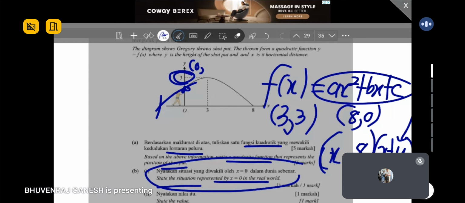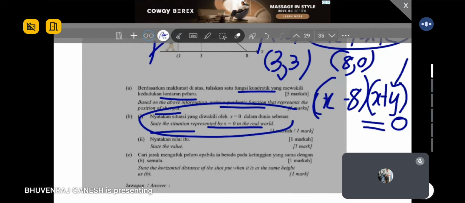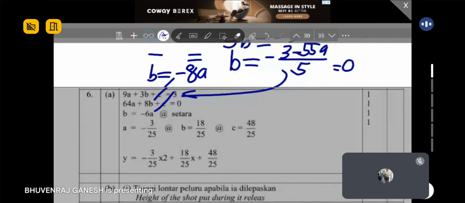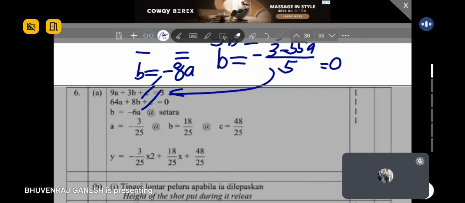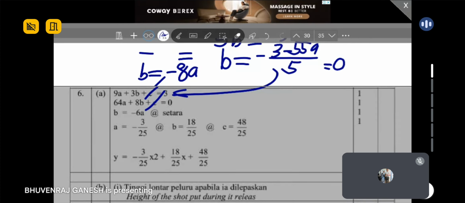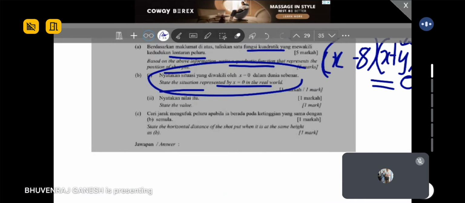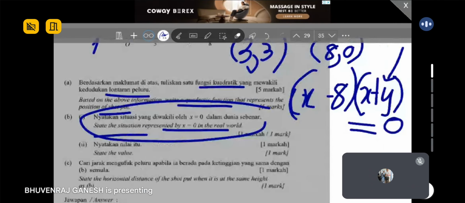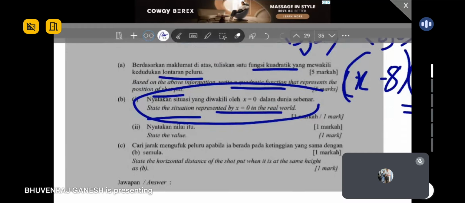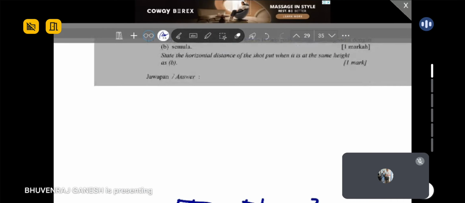Okay, Ken? Yes. Okay, you can say starting point or you can say like this. Okay, you just say the height of the shot put during its release. Okay, kamu kata tinggi lontar peluru apabila dilepaskan. Sebab kalau X sama dengan kosong, maksudnya dia baru dilepaskan. So, itu merujuk tinggi dia lah. Okay? And then, they ask you to state the value. Nyatakan nilai. Okay, so I think this one, they are asking on the Y value. Okay, mereka tengah tanya nilai Y.